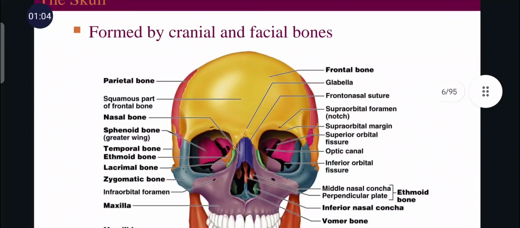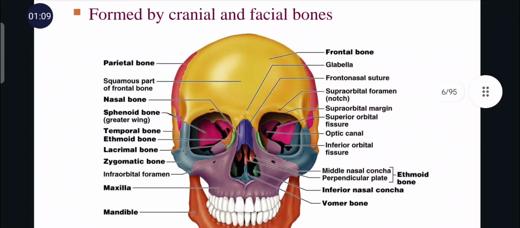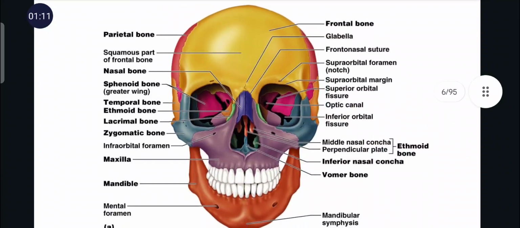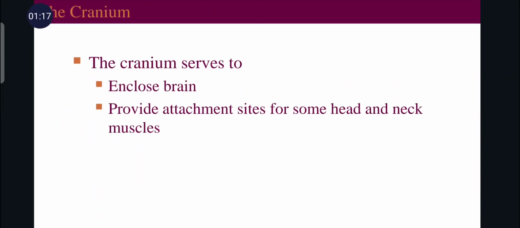The skull is divided into cranial and facial bones. So in this diagram you can see cranial and facial bones. The cranium serves to enclose the brain, or it is the place where the brain is situated. It provides attachment for some head and neck muscles.